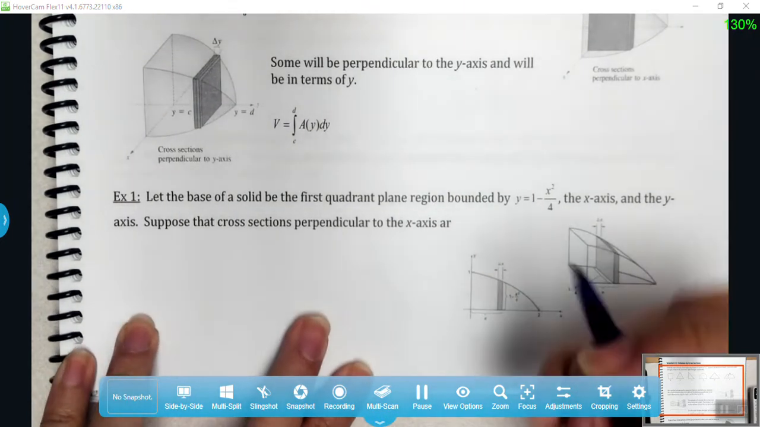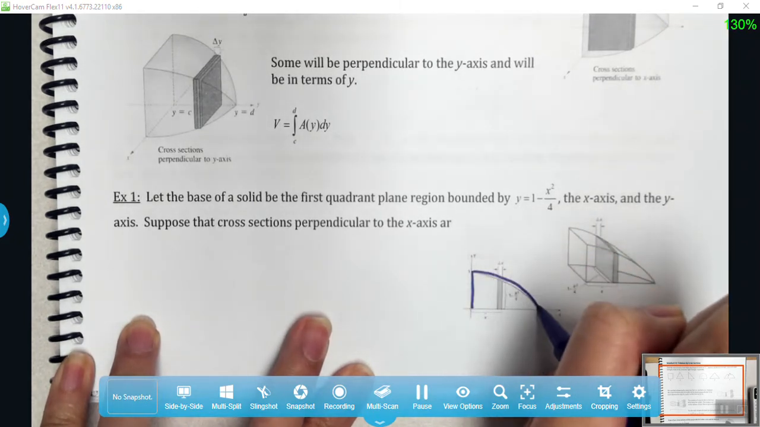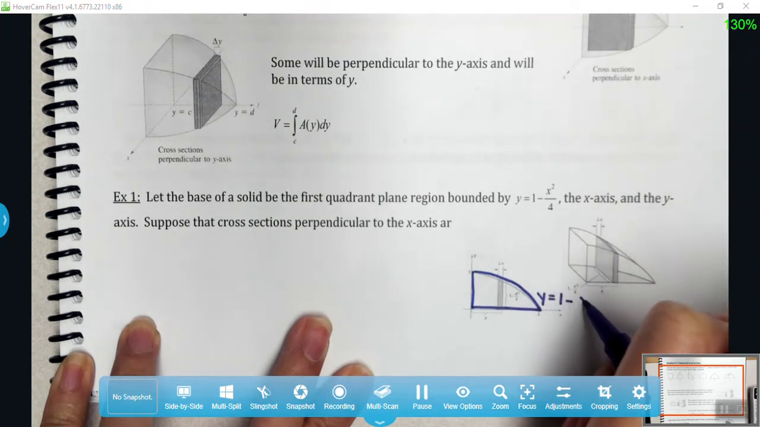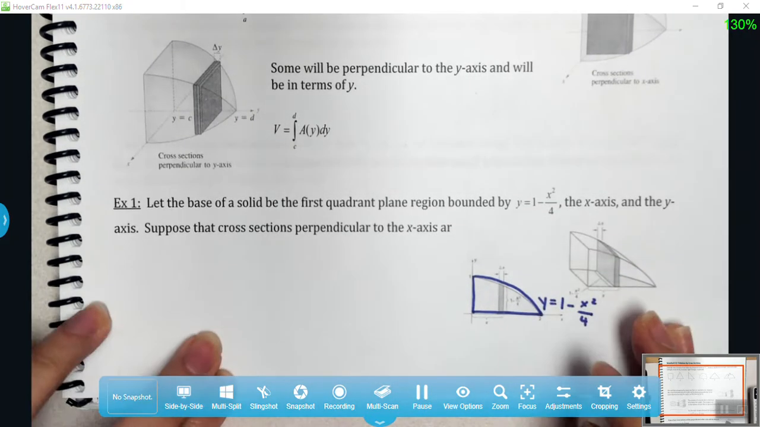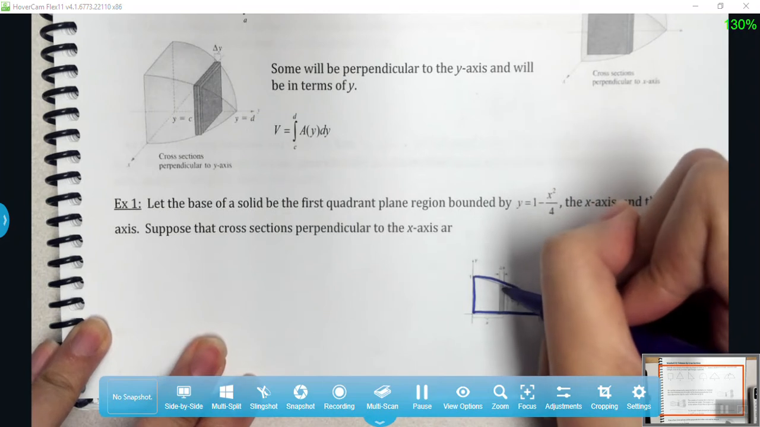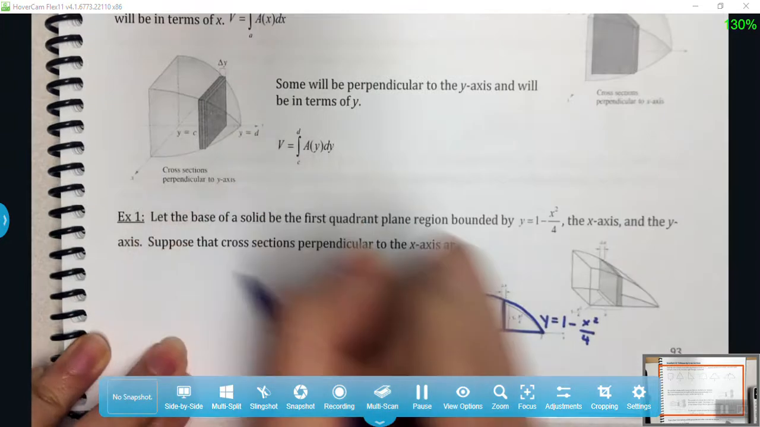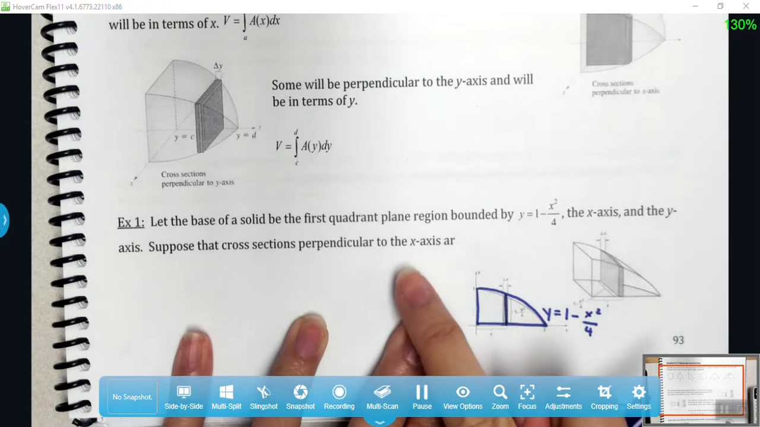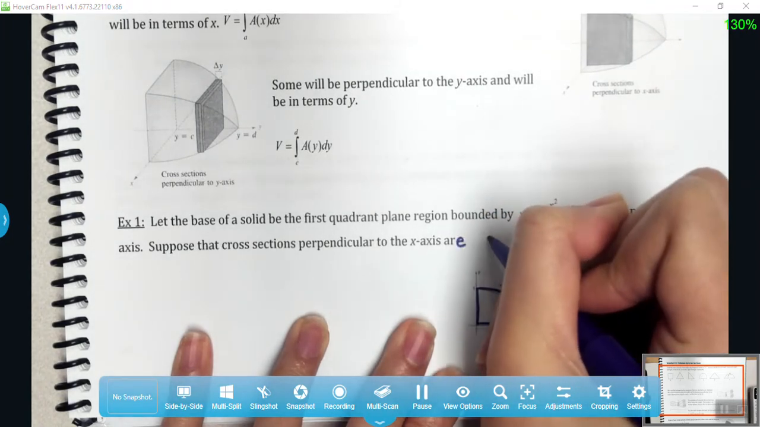So in this example, this is our base right here, this region. This is y equals 1 minus x squared over 4, right? And if I want to find a cross section of this area, I didn't say: suppose that cross sections perpendicular to the x-axis are squares.